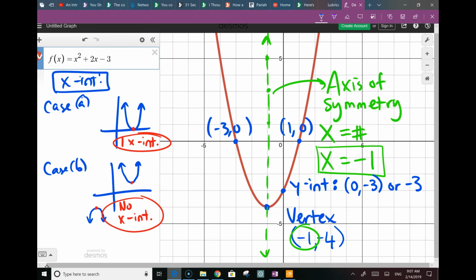Okay, so this covers the basic parts of a parabola, from vertex to y-intercept to the axis of symmetry, and finally to the x-intercepts, and 3 cases that you could encounter when working with these types of functions. So I hope this video helped you better understand.